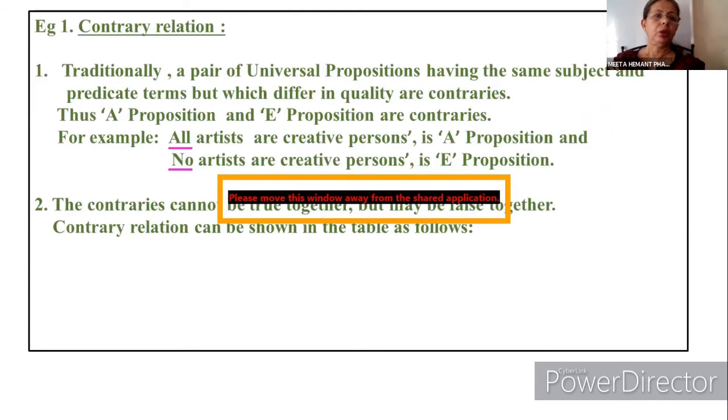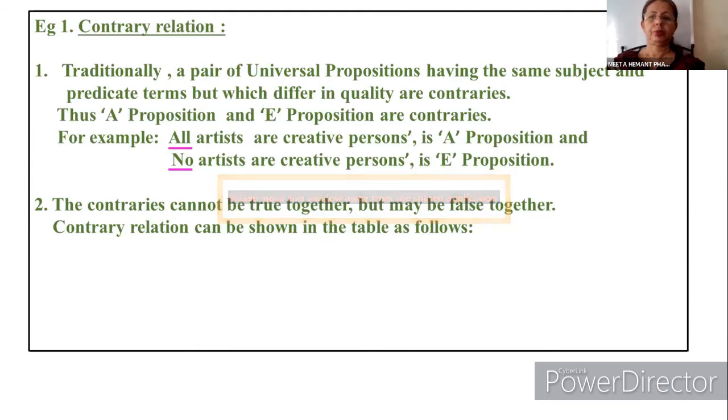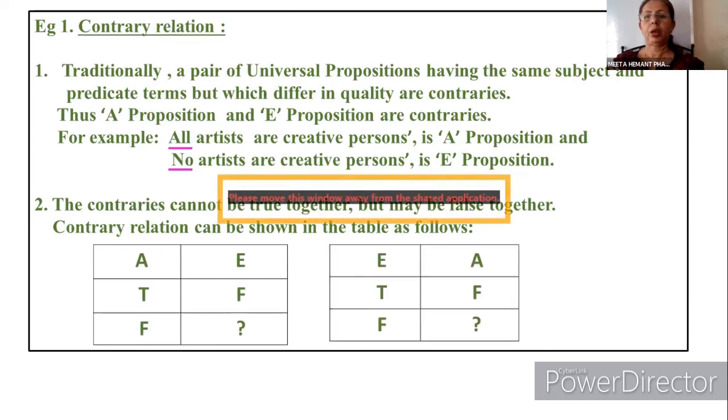If you are asked a question on contrary relation, then you will have to write in this manner. You will have to write the table. Then in points you will have to elaborate the answers. Okay, the table you will have to write. See the diagram you have to draw. Diagram is important. Next page, the third point is important.